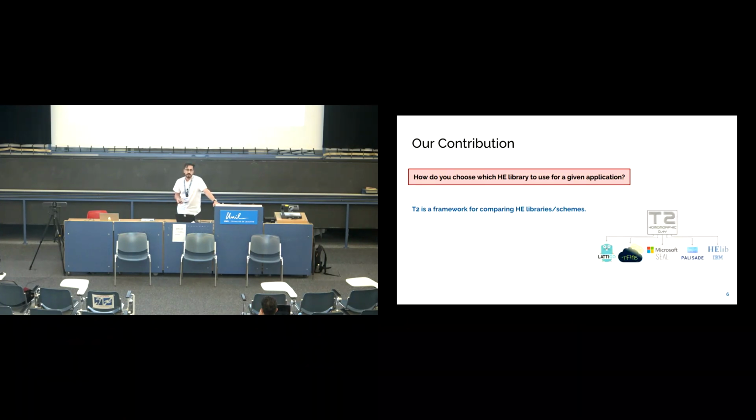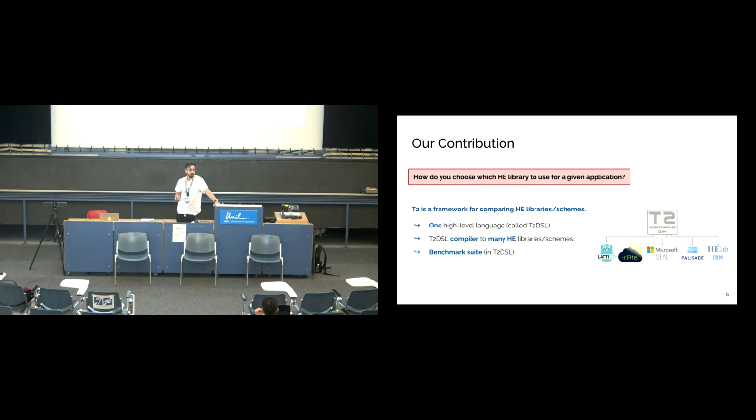To this end, we have created a framework called T2 to allow for easy comparison between libraries and schemes. T2 is composed of a high-level language. It's our custom language, which we call T2 DSL, and a compiler from the T2 DSL to the most popular homomorphic encryption libraries and schemes. Finally, we proposed different benchmarks, and we implemented them in our high-level language, and we use our compiler to compare these libraries and schemes.